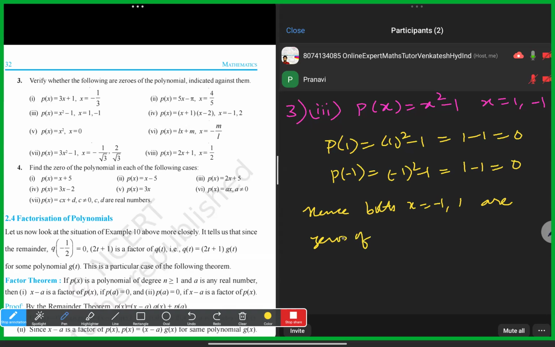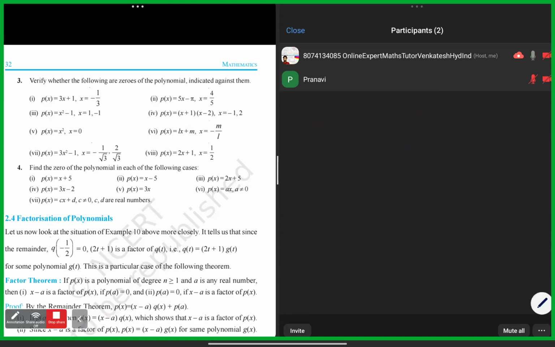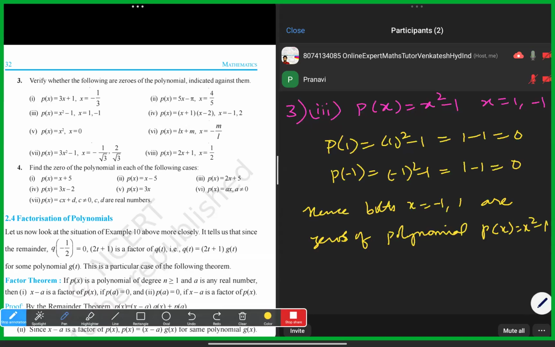zeros of polynomial p of x is equal to x square minus 1. Because for both the values of x, p of x became 0. That's the reason. Is it okay, Pranavi? Any doubt?